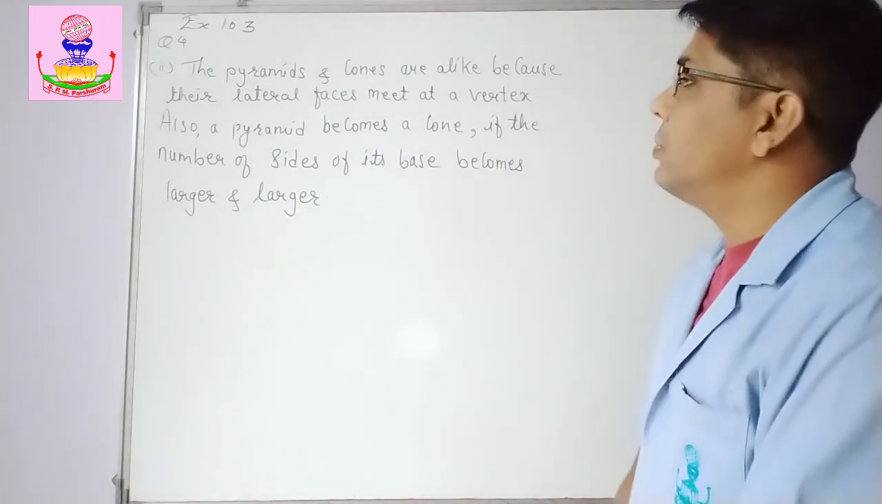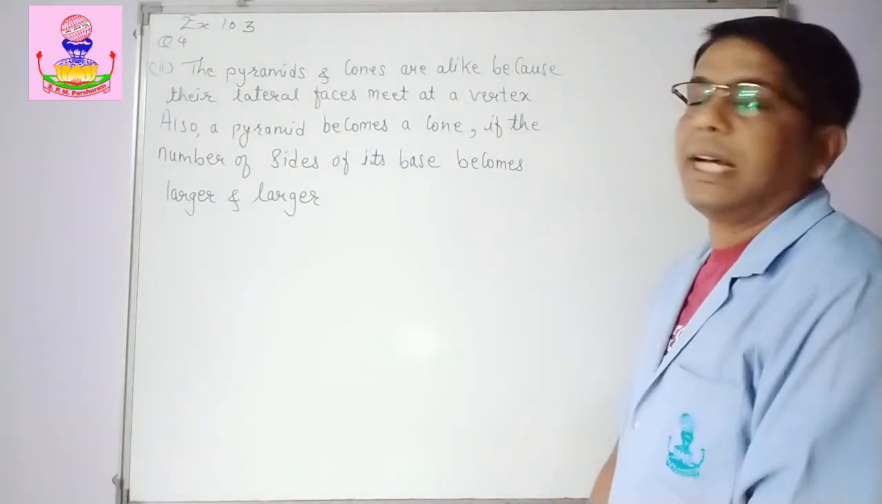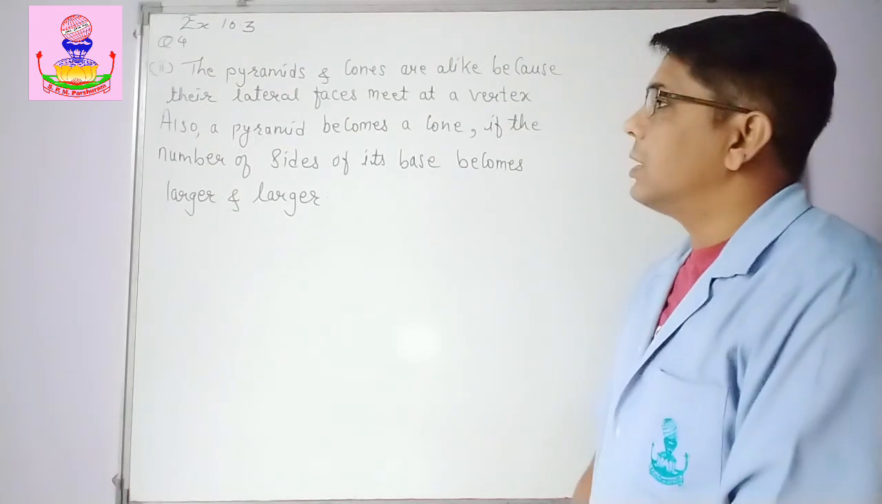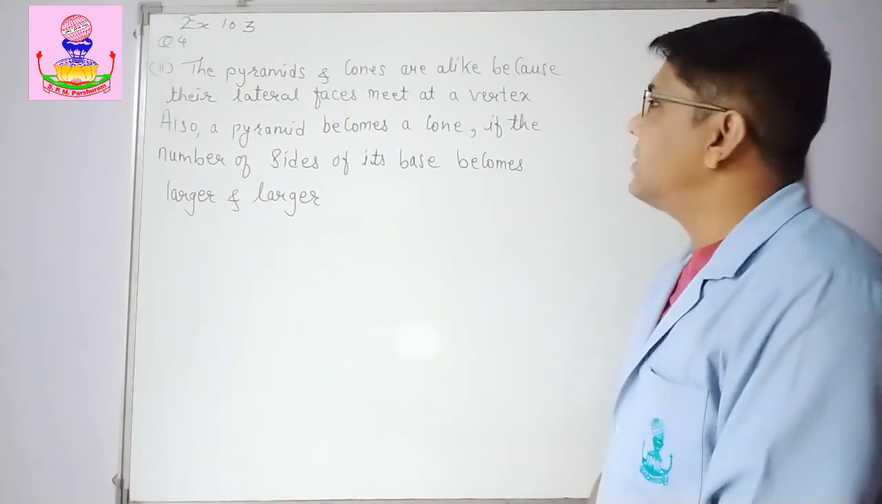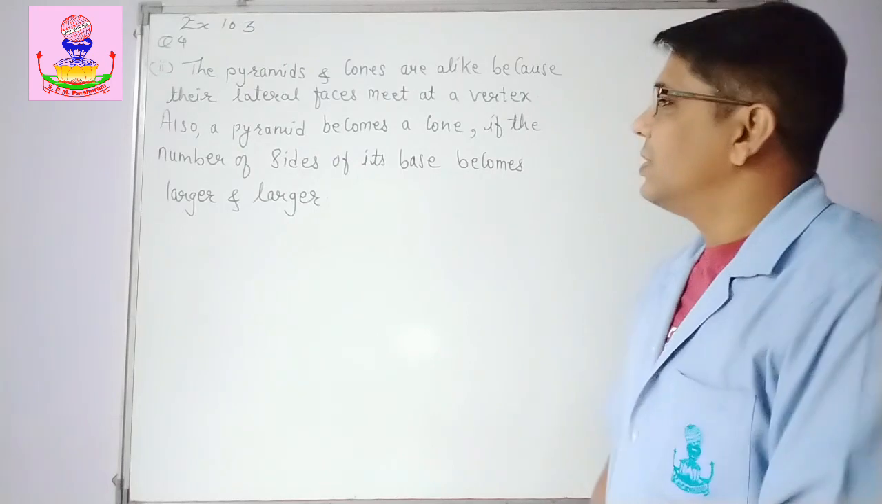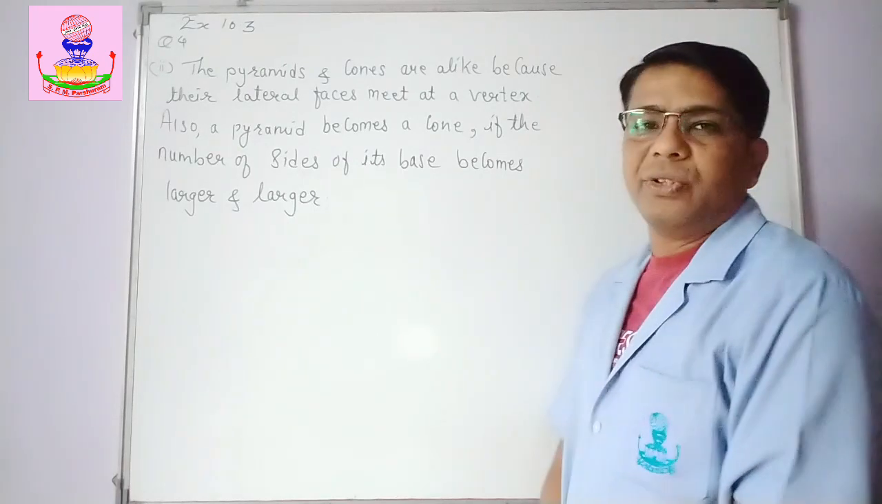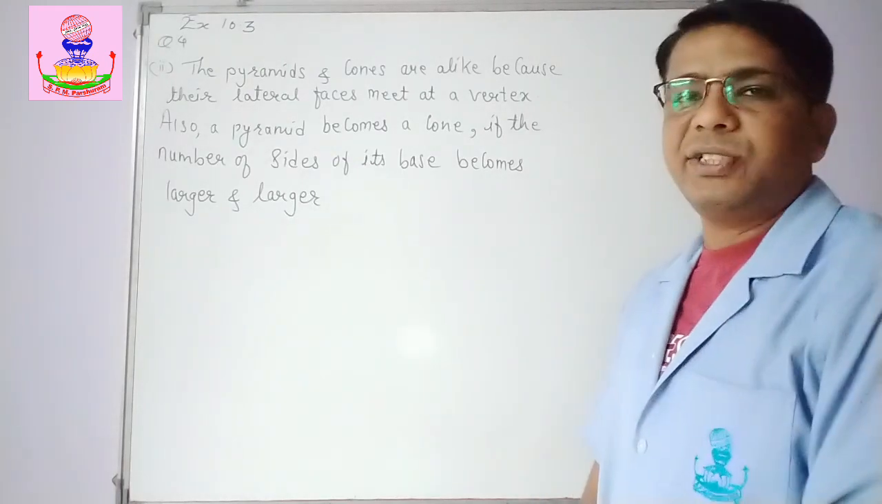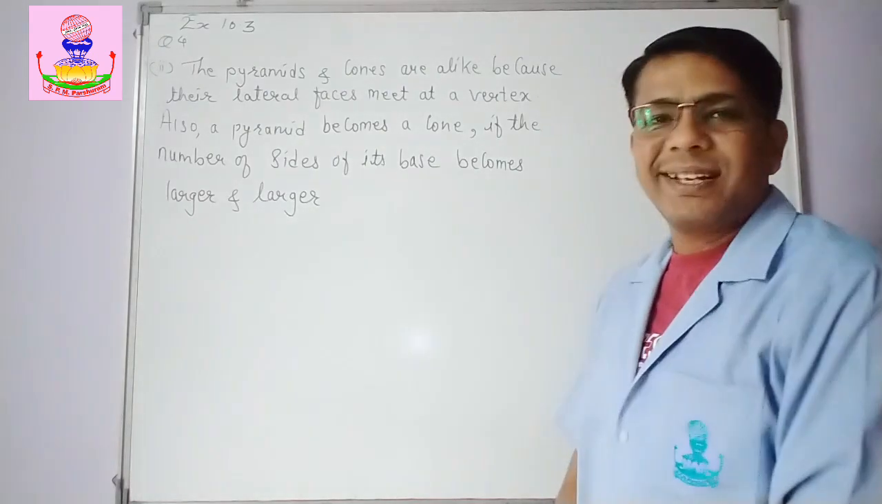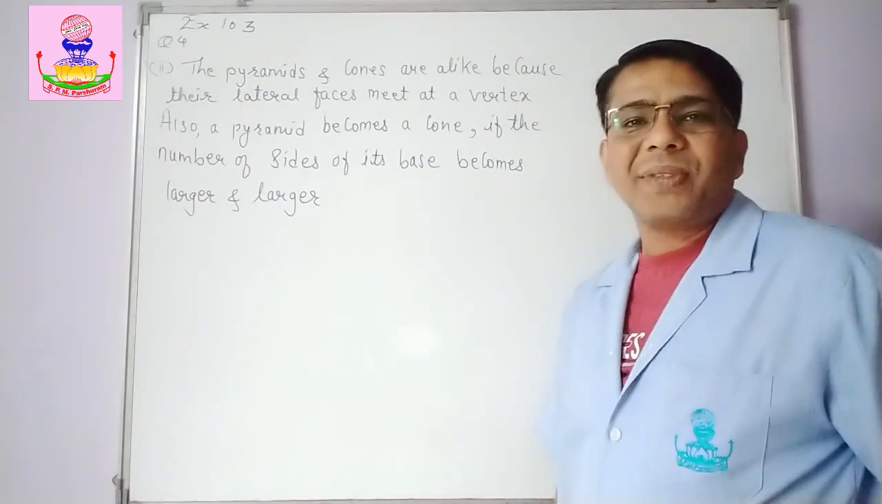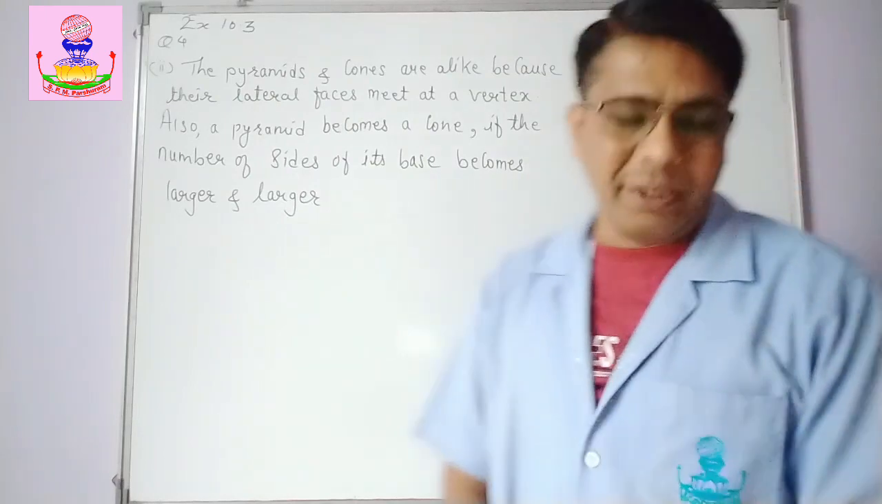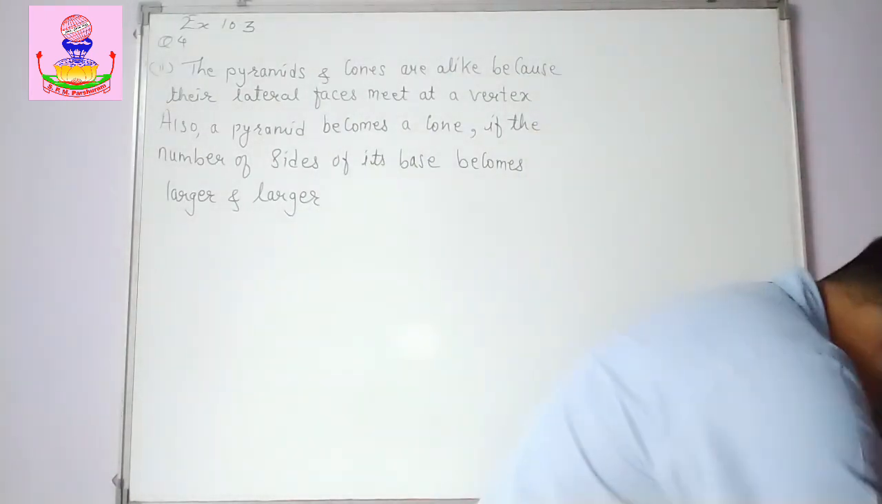So this is the answer of question number 4.2. The pyramids and cones are alike because the lateral faces meet at a vertex. Also, a pyramid becomes a cone if the number of sides of its base becomes larger and larger. I have shown you.